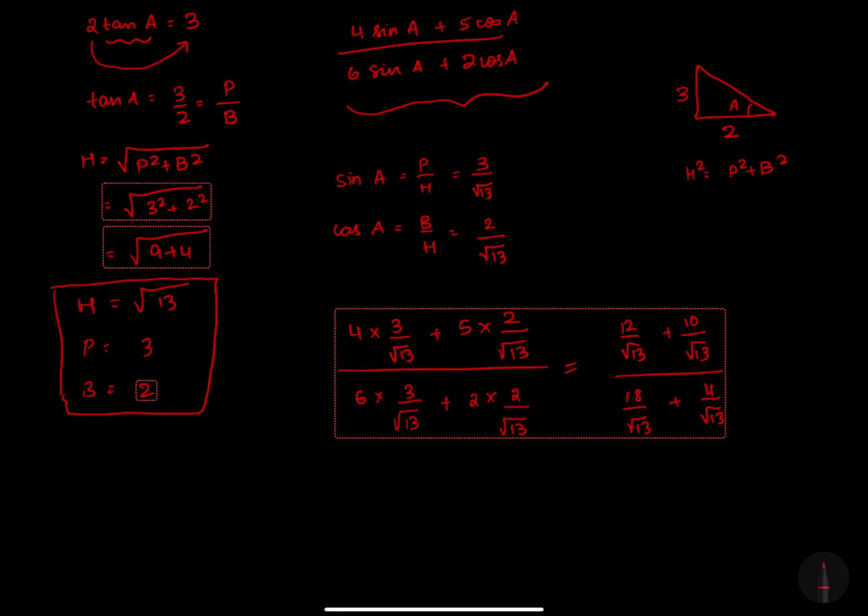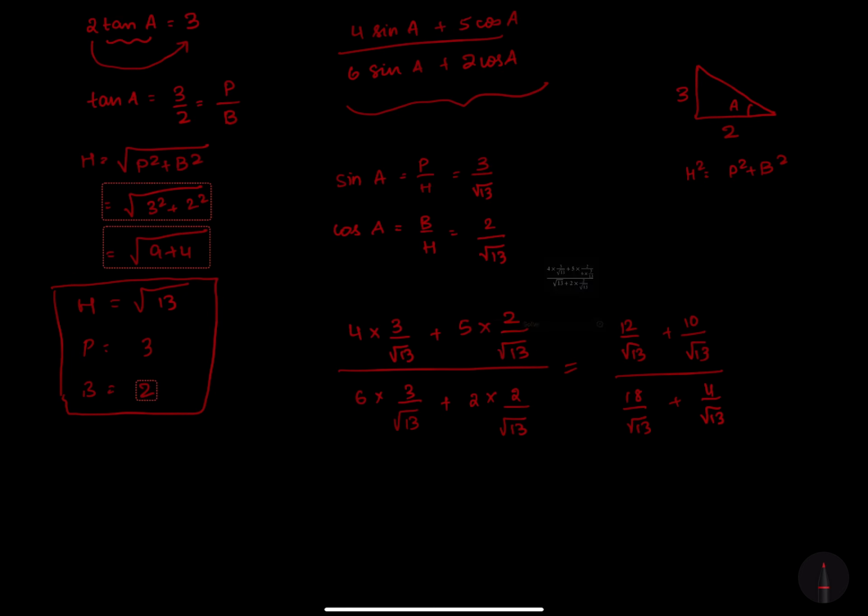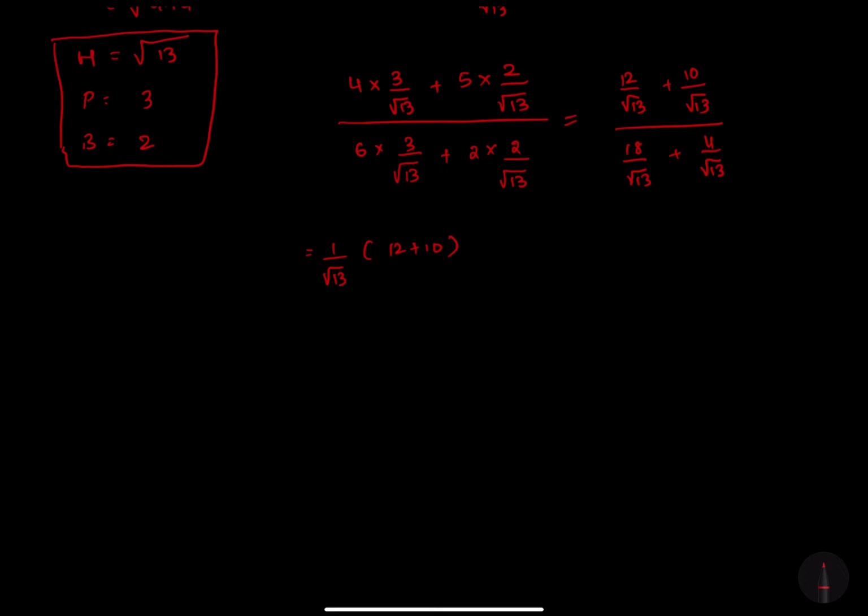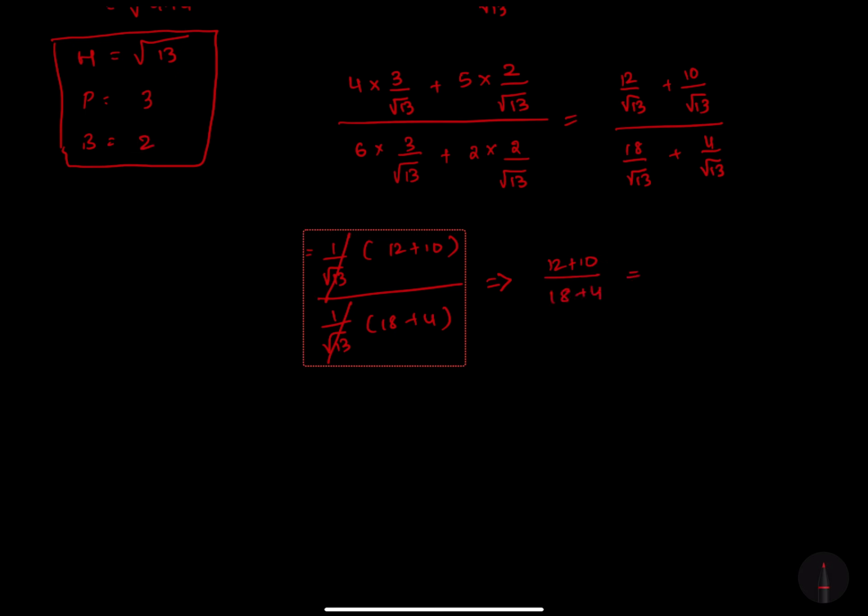Okay, now you can take 1 by root 13 common from both the denominator as well as the numerator. So after taking common, I'll be getting 1 by root 13 outside. So 12 plus 10 divided by 18 plus 4. Now I can cancel 1 by root 13 with 1 by root 13, which gives us only 12 plus 10 by 18 plus 4. Now 12 plus 10 is 22 and 18 plus 4 is also 22. So it cancels and gives out the answer as 1.